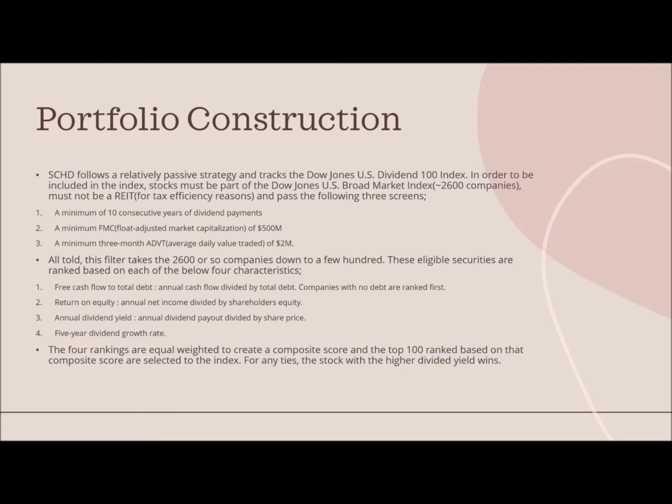And the stocks must pass the following three screens. They must have a minimum of 10 consecutive years of dividend payments, a minimum float adjusted market cap of 500 million, and a minimum 3-month average daily traded value of 2 million. So basically this says, hey, we're avoiding some of the small cap names. We're avoiding names that don't trade readily on the market because we as an ETF are going to buy a ton of these stocks. So we want to make sure that they're easy to buy, that the buys we make don't adjust the price too much. So we're going with more medium to large cap names. And we also are focused on dividend payers. And we want to make sure that these companies have paid dividends for 10 consecutive years because that's important when it comes to constructing a dividend-based ETF.